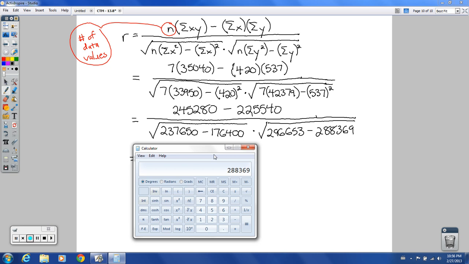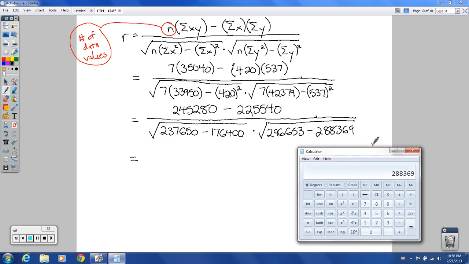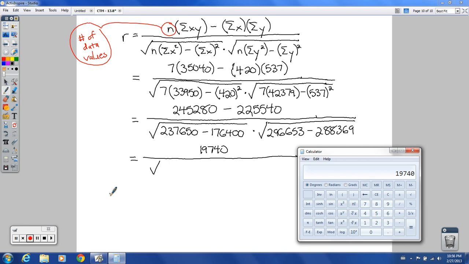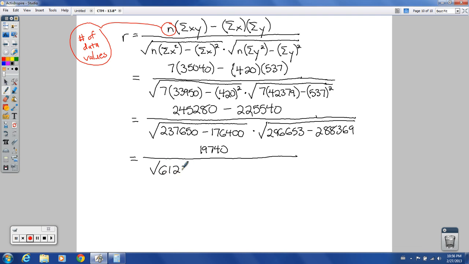We're going to subtract this here. 245,280 minus 225,540 gives me 19,740 on the top of the fraction. And then down here I can simplify under the square root parts, both parts here, so this would be 237,650 minus 176,400, that is 61,250.